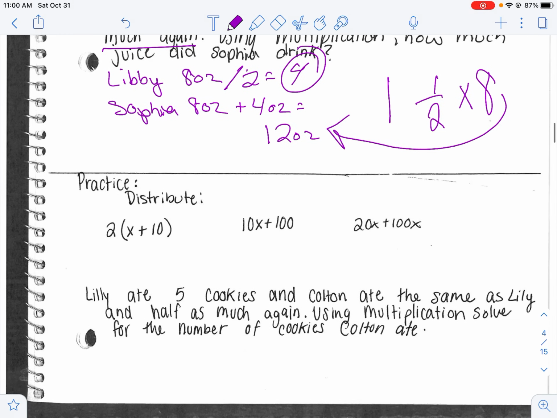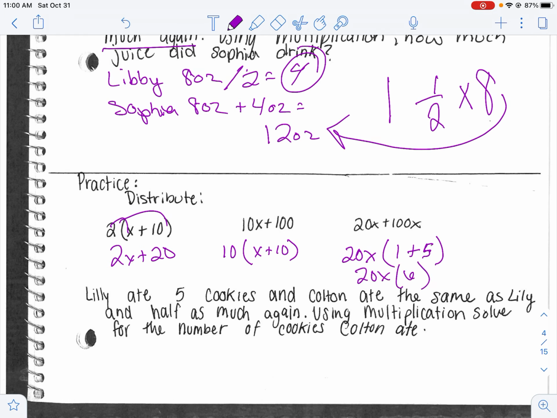Okay, so we're going to look at the distributive property again. So 2 distributed, 2x plus 20. Okay, this time they're asking us to pull something out. Okay, 10 and 100 are both divisible by 10, so you have x plus 10 with the 10 on the outside in parentheses. 20 and 100 are also divisible by 20, and they have an x. So 20x is 1 plus 5. Okay, that could also simplify to 20x plus 6.